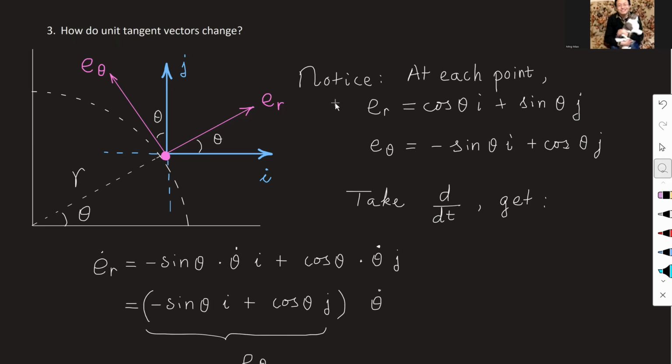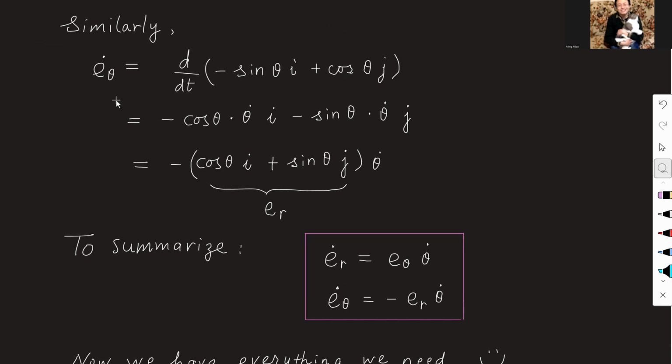From the diagram, we notice at each point, e_r and e_theta can be expanded in terms of i and j unit vectors. Then we take time derivatives on both sides. You just need to differentiate the components. i and j are left unchanged. We notice theta dot can be factored, and what's inside the bracket happens just to be e_theta. Therefore, we have shown e_r dot equals e_theta times theta dot. Similarly, we can take the time derivative of e_theta. To summarize, e_r dot equals e_theta times theta dot, while e_theta dot equals negative e_r times theta dot.